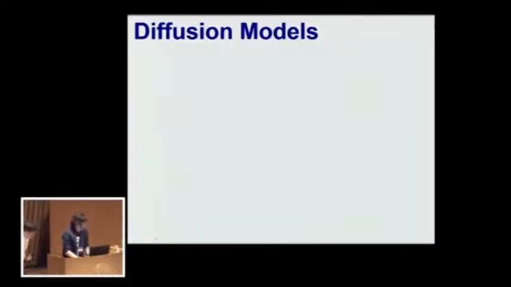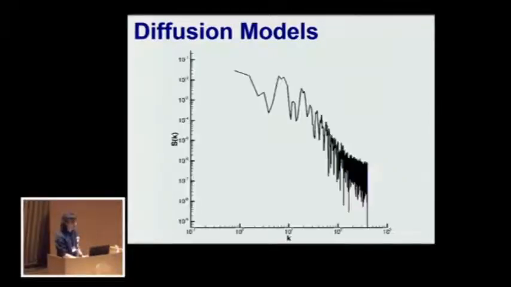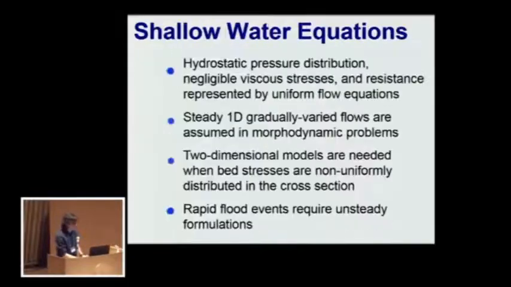Okay. With a diffusion model, you can create a drainage network that looks very similar, actually, and if you calculate the spectrum, you can see the hill slopes, and the network has a lot of properties that have also been observed in real watersheds. So one order of additional complexity, we have the shallow water equations.